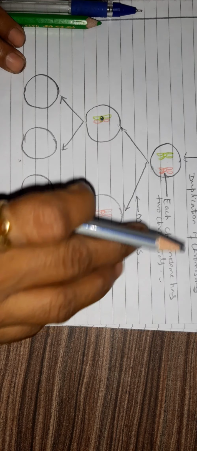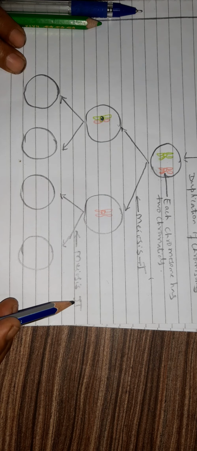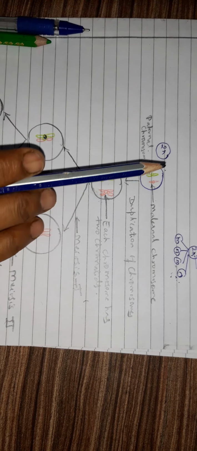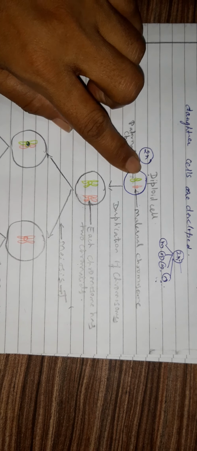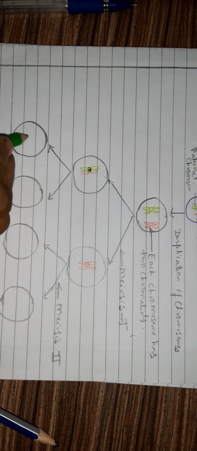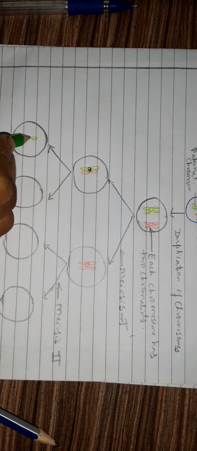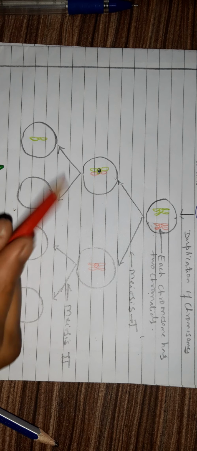Here in meiosis 1, 4 phases are there, and in meiosis 2, 4 phases are there, and from one diploid cell we get 4 haploid cells. So let us see. These are 4 haploid cells.